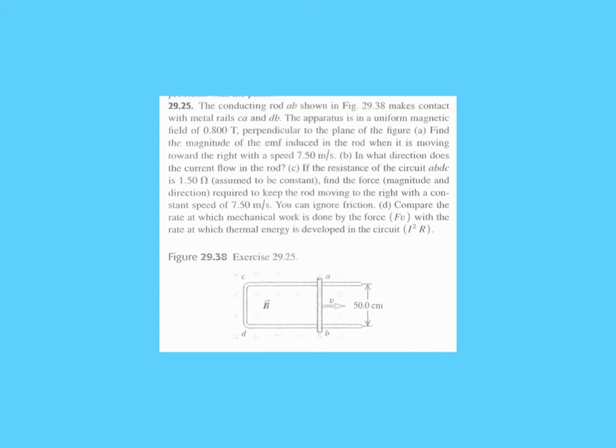Okay, so we're going to work problem 29.25. You can see in the picture that we have a rail between the points A, C, B, and D. It's going like that. Okay, there's our rail. And then we're going to have a bar that goes this way.